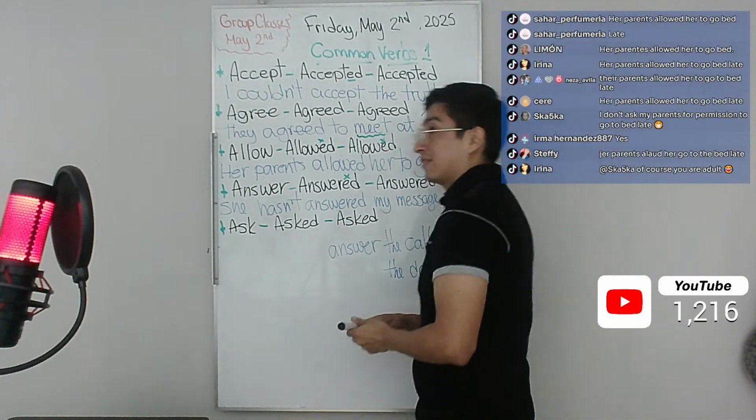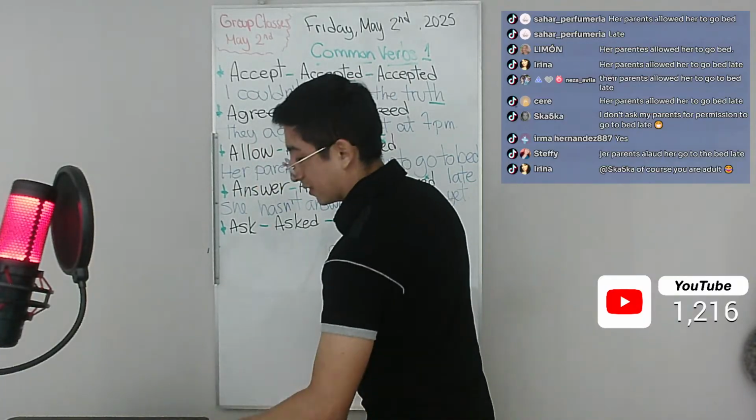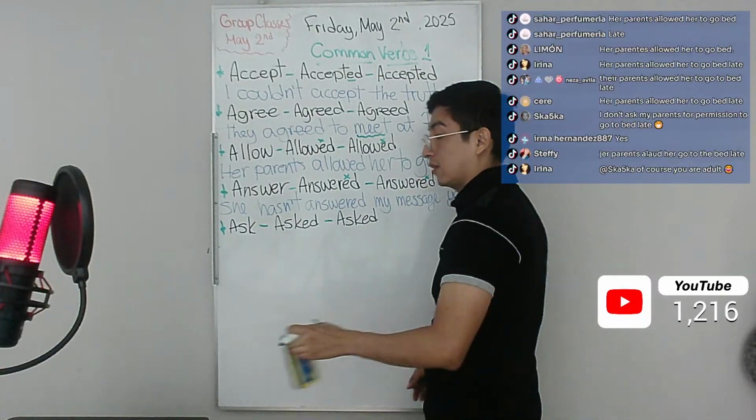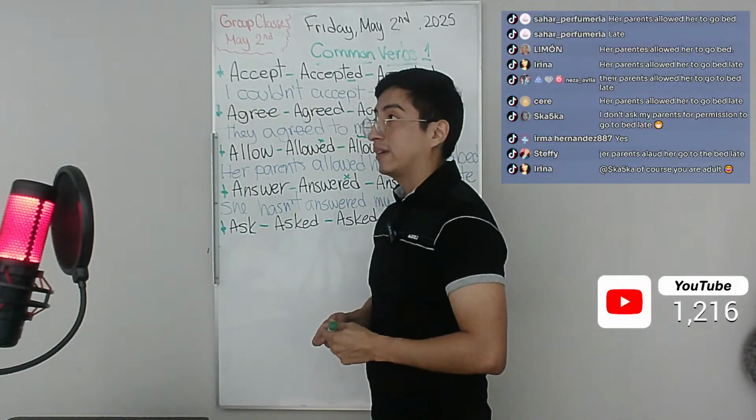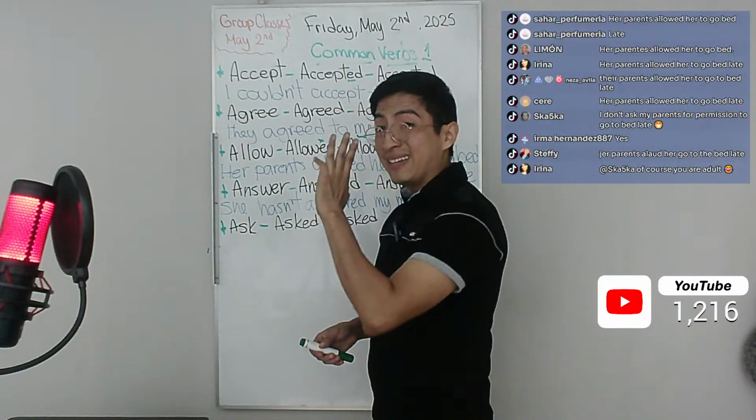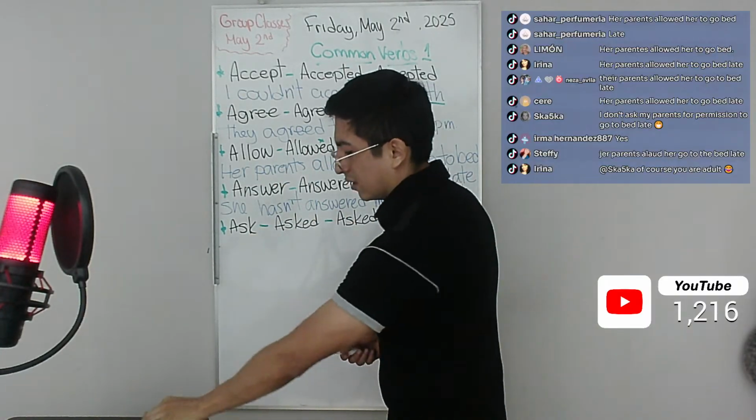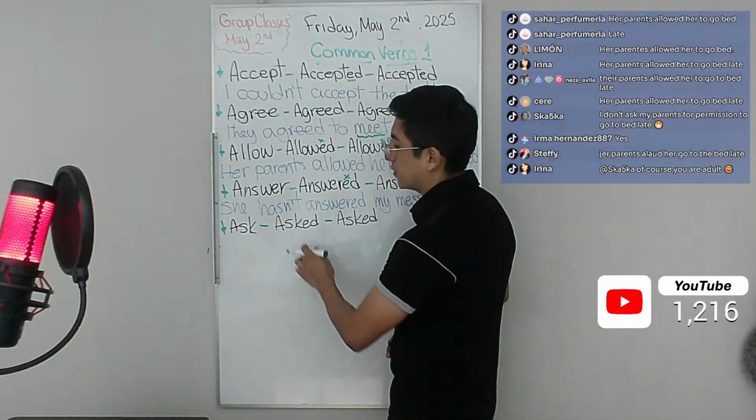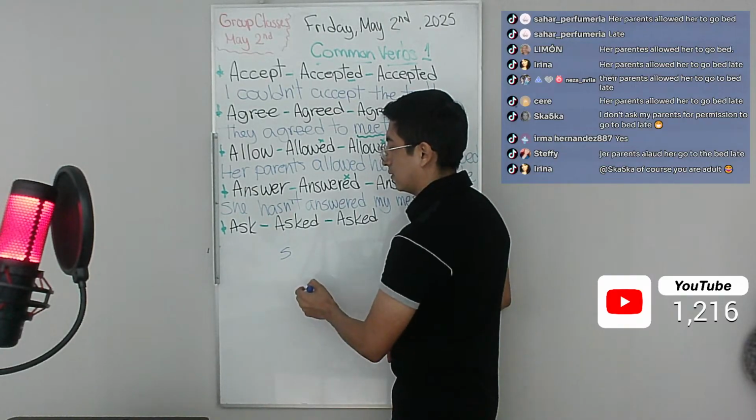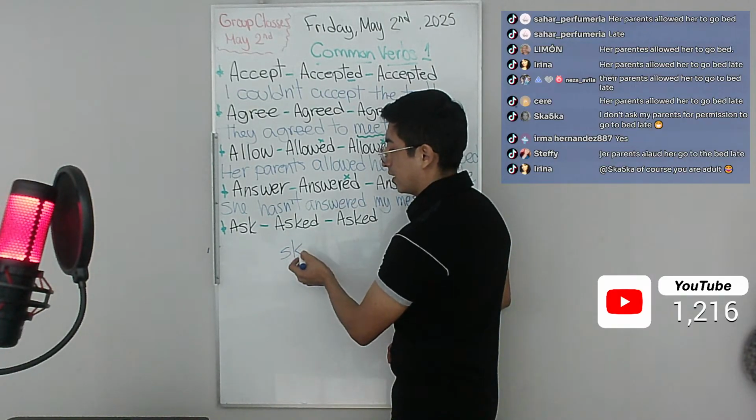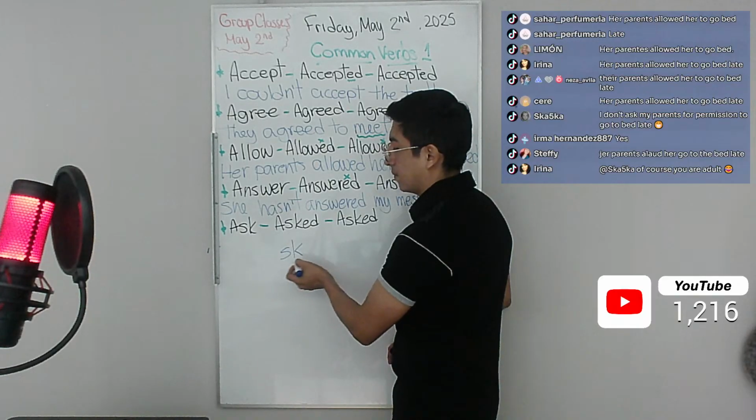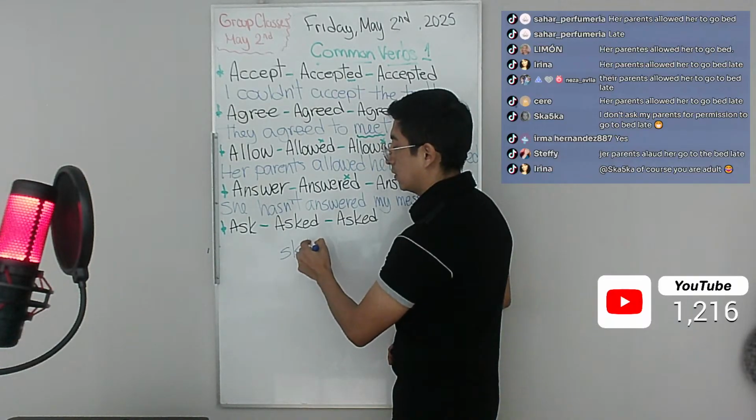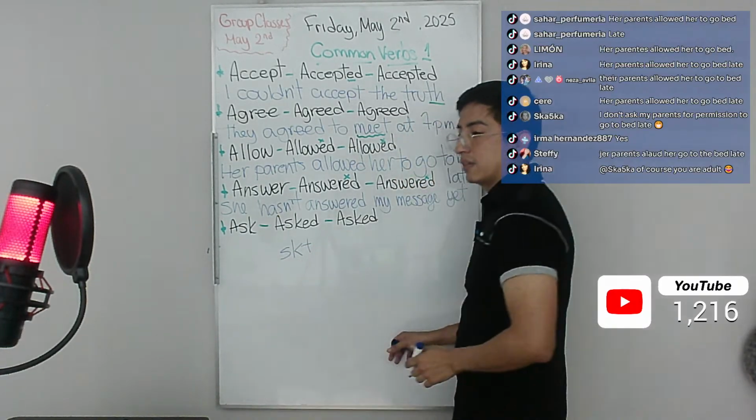Again, we have here "asked." Why is the pronunciation of this word a little difficult? Well, it is because we have three consonants here. First consonant is letter S. The second consonant is this sound. And the third consonant is this one, letter T.